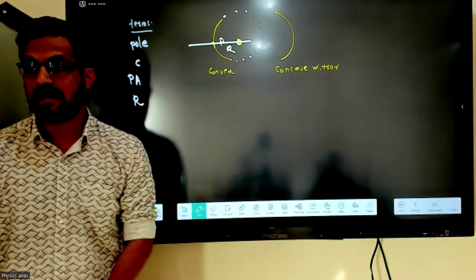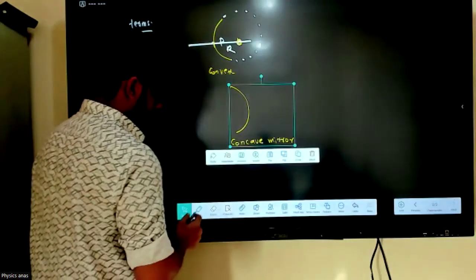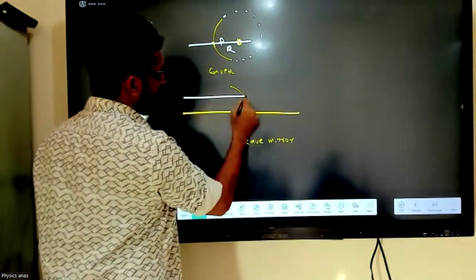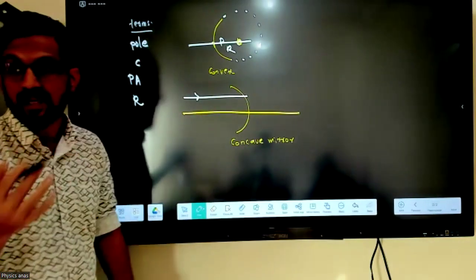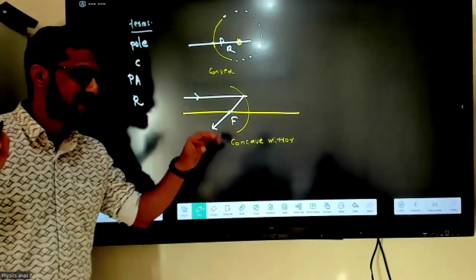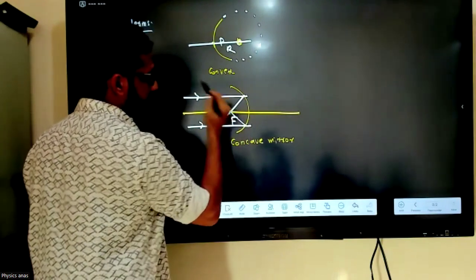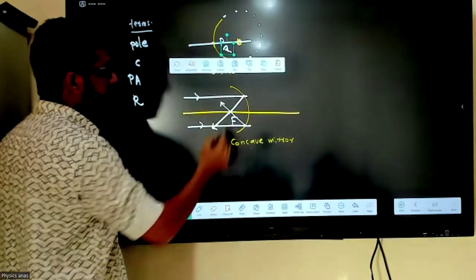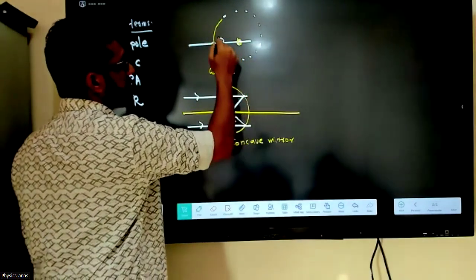Principal focus of a convex mirror and a concave mirror. If you are talking about a concave mirror, what will be the principal focus? The light rays parallel to the principal axis, after reflection, pass through a point on the principal axis called the principal focus. That is the principal focus of a concave mirror. It will be like this. Then what is the principal focus of a convex mirror? You can use the same idea to explain that also.